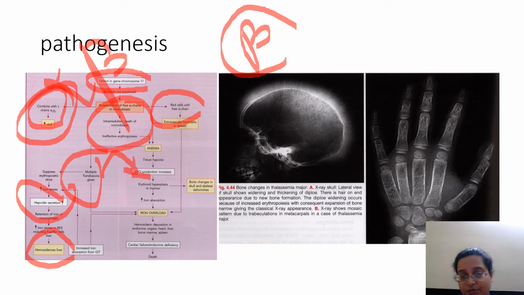So, a lot of mechanisms are occurring which are leading to a complete failure once your beta chain has reduced. So what happens is, if you see the X-ray, you will see these kind of bony trabeculations and expansion of the metacarpals and carpals as a lot of extramedullary hematopoiesis. Similarly, this hair-on-end appearance is very characteristic of the skull of beta thalassemia, which is due to the extramedullary hematopoiesis and expansion of the bony table over here.